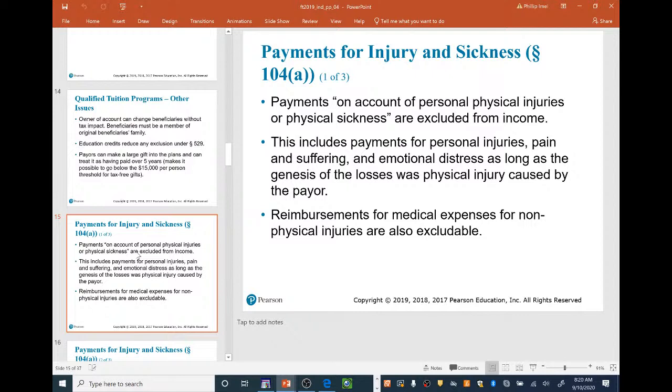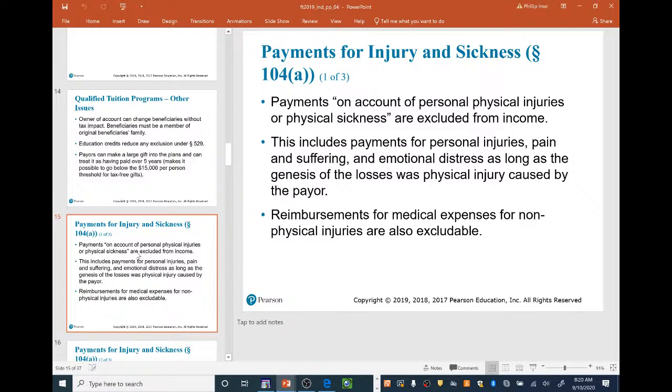The exclusion only applies to personal physical injuries or physical sickness. Most damages on non-physical injuries are going to be taxable. Punitive damages are taxable per statute. Okay? So, for example, a taxpayer receives $10,000 from his health insurance company to reimburse the cost of a recent hospital stay. Well, this $10,000 amount is not going to be subject to tax, okay?